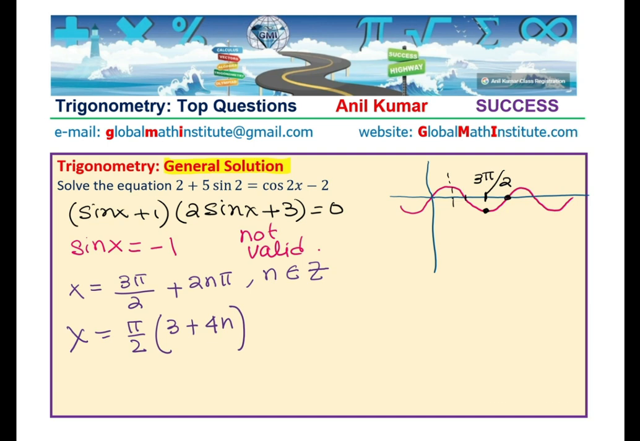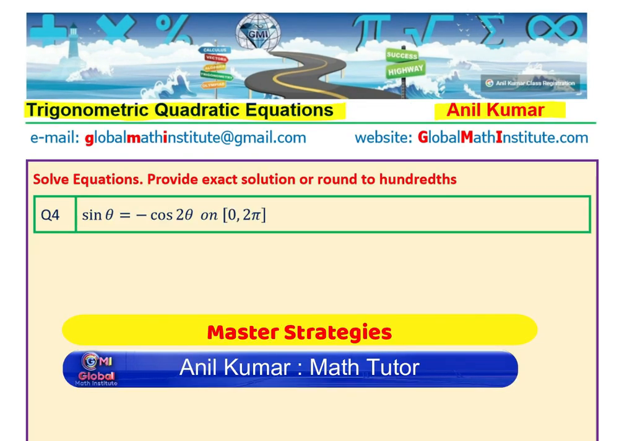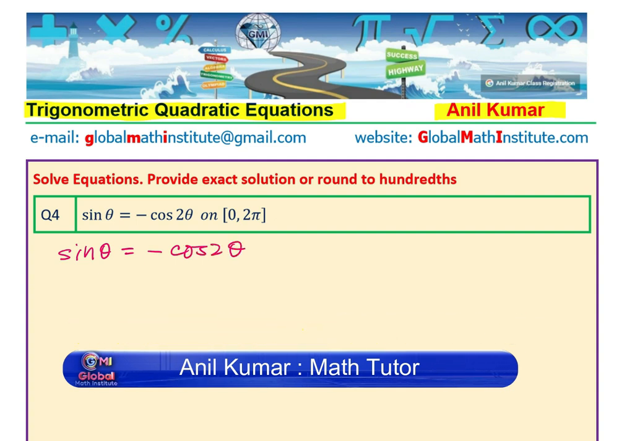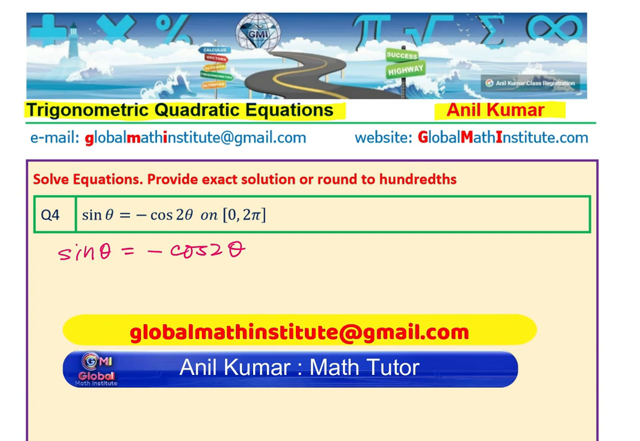So I hope it makes sense. So that is how we can actually find the general solution for this given equation. I hope it makes sense. Now let's look into the solution of the question, which is sine theta equals minus cos 2 theta. Now since we have cos 2 theta, we could write it in terms of sine square theta.